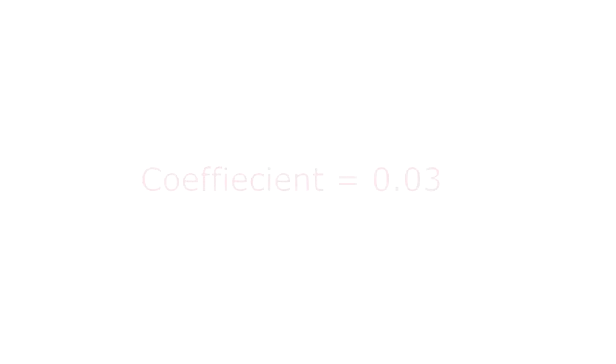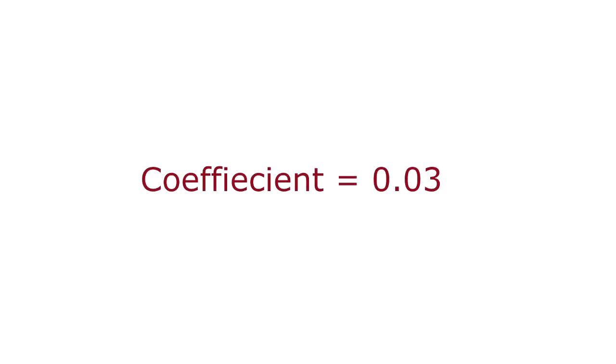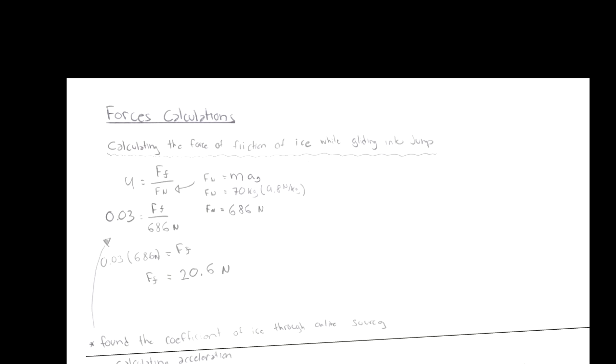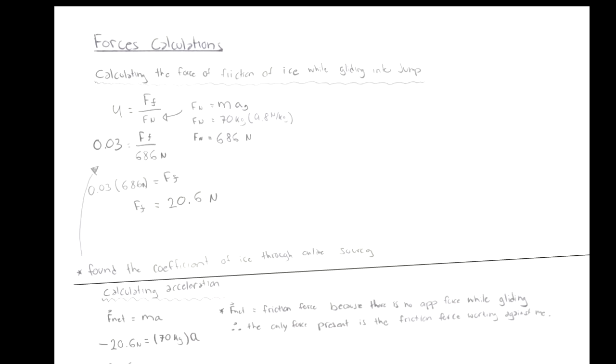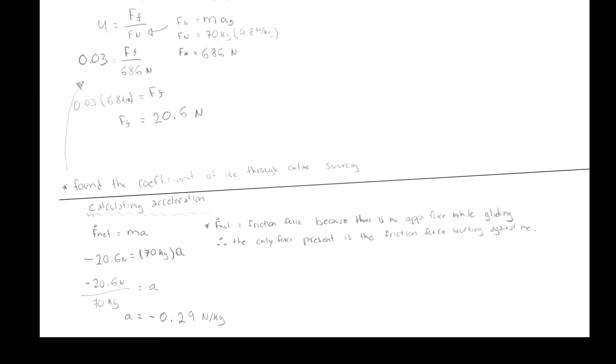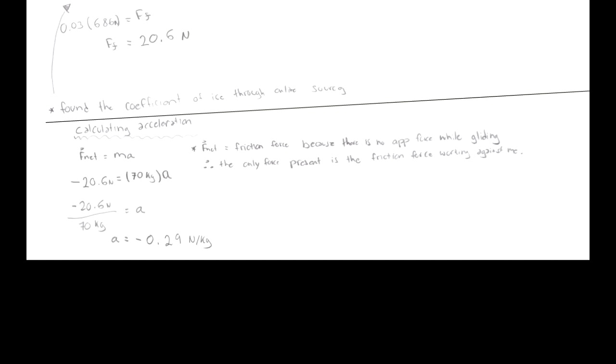Through an online source, I discovered that the coefficient of friction of ice is 0.03. So by using the following formula, I figured out that the force of friction on the ice is 20.6 newtons. Now since while I'm gliding, I'm not applying a force, my F net is equivalent to the negative value of the friction force, since it's working against me. Now by using Newton's second law, I can calculate the amount of acceleration, or in this case deceleration, caused by the friction force. After calculating for acceleration, it turns out that my acceleration is negative 0.29 newtons per kilogram.